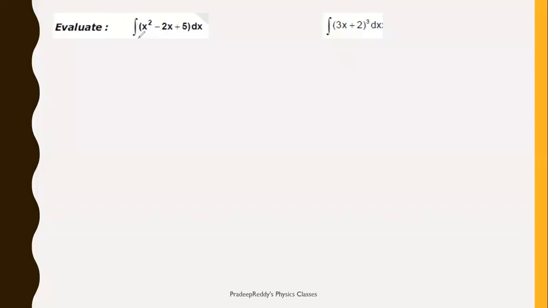Our question is: evaluate the integration of x square minus 2x plus 5. You need to integrate this whole term. You can use the integration sum rule or difference rule. Whenever you have an equation like this, take the integration inside, and integration should be done for each and every term separately.